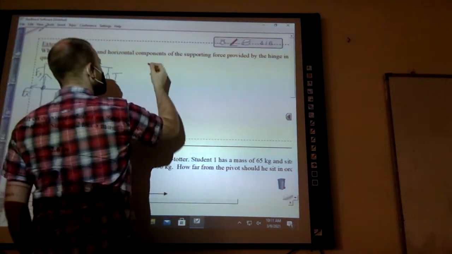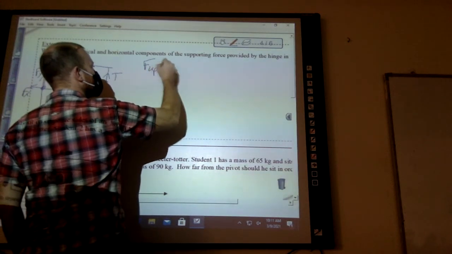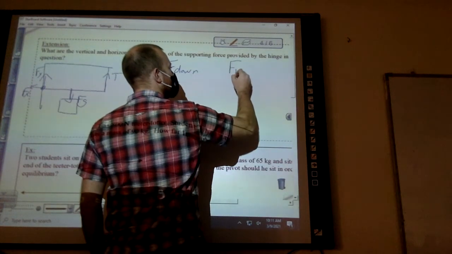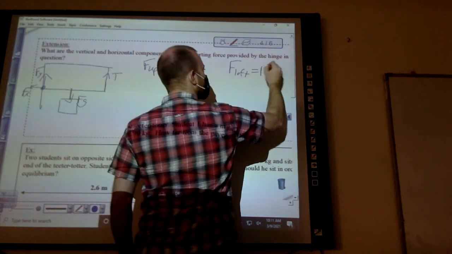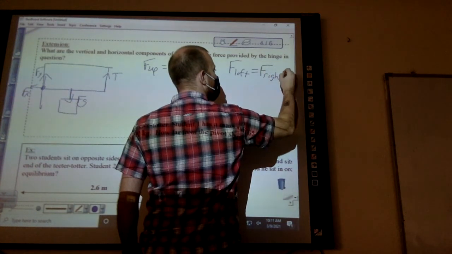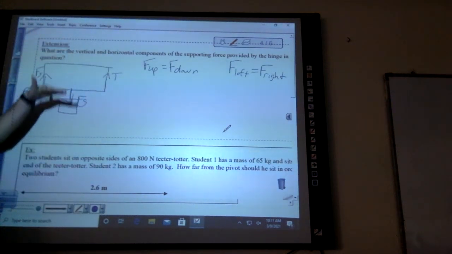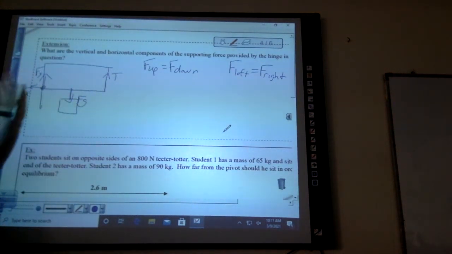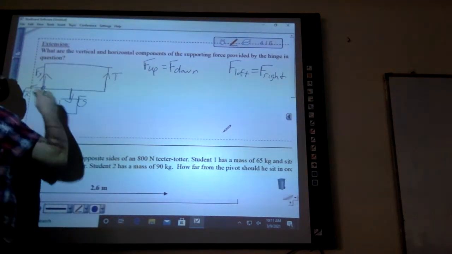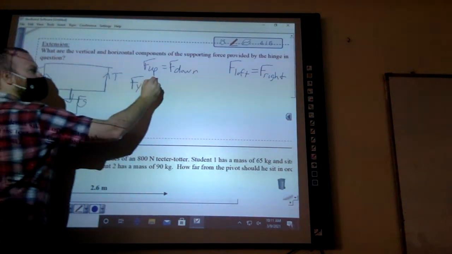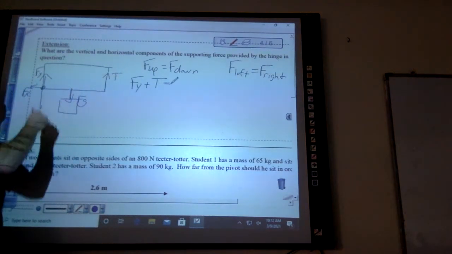What's a better thing to do is looking at my forces up equal to forces down, and my forces left must equal to forces right. This is just from yesterday. This system is not accelerating up or down, so those forces have to be balanced. My system's not accelerating left and right, so those have to be balanced. And then we can just go about solving this. So my forces up: if I look on my diagram, I've got force in the y direction at the pivot point, plus tension, equals the force down, which is Fg.